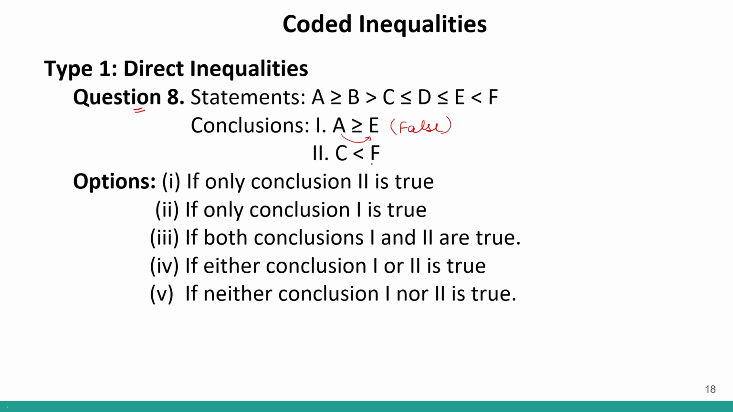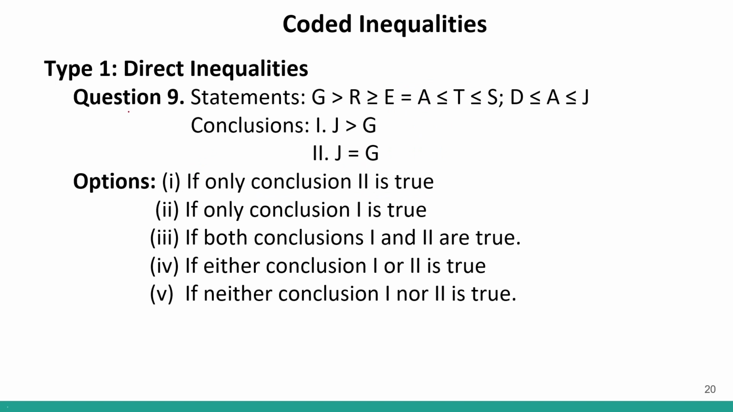Now I have to check whether F is greater than C. So we will move from F to C. Correct? Based on this much information, I can definitely say that F is greater than C. I can move from F to E, E to D, and D to C. Correct? So this conclusion is true. So my answer will be that only conclusion 2 is true, which is given in option number 1. Therefore, option number 1 will be my answer. Am I clear?